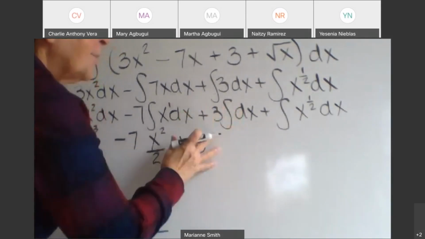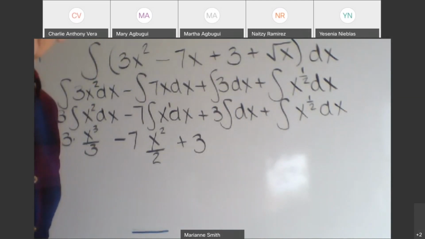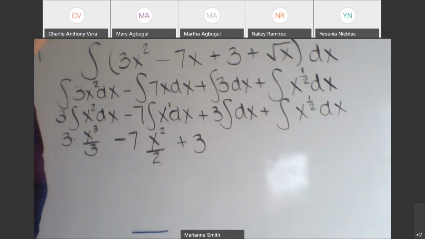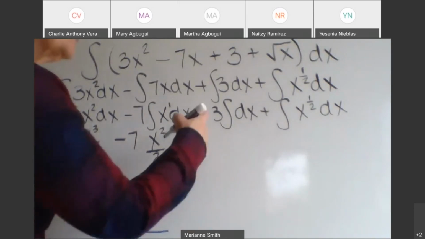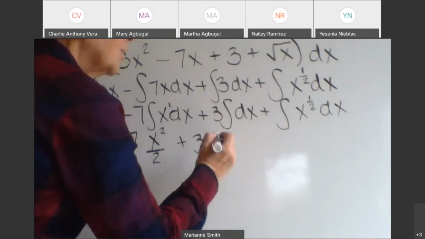Here I have, and this is just the integral of dx. Remember that one? That's like saying I have the integral of x to the 0. I'm going to add 1 to it, and that's going to give me x to the first, which again will give me x to the first over 1. So that just becomes x.